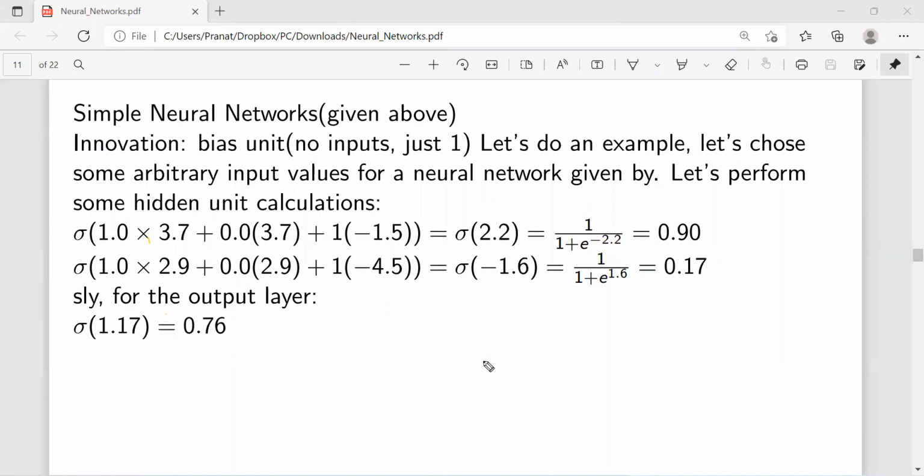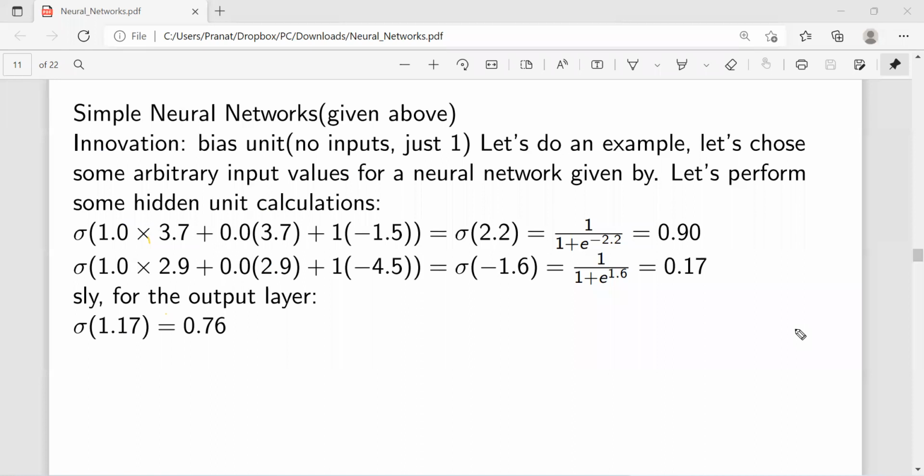We've computed this, and then we've taken this as an input for our sigmoid function. The sigmoid function is defined as 1 over 1 plus e to the negative x. If we compute this, it is very trivial mathematics. It will give you 2.2. You put it here, you use a calculator, of course, and you will get 0.90.